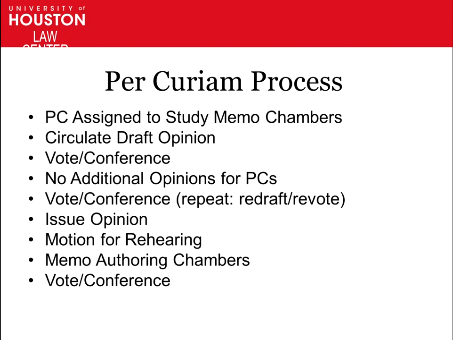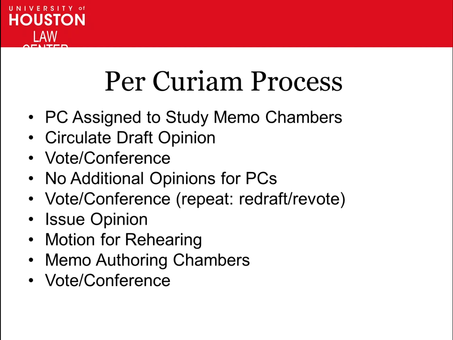The per curiam process is similar on the back end, but different on the front end in that it is not randomly assigned. It goes back to the chambers that prepared the study memo. They create a draft opinion, it gets circulated, they get feedback from the court, they might rewrite it a few times, and then if there are 6 votes to issue it, it gets issued.